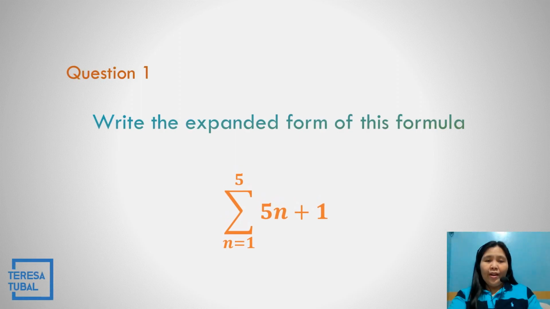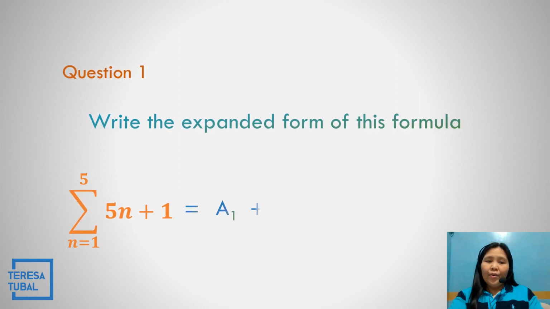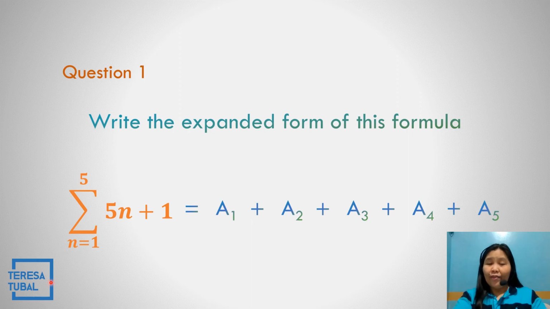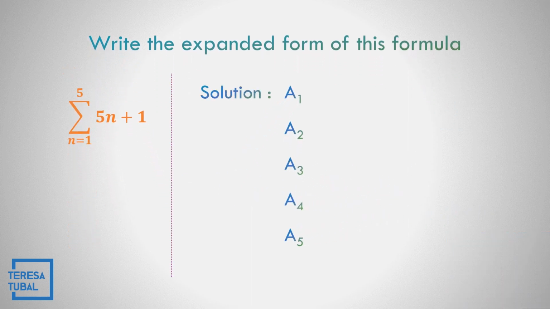Question number 1. Write the expanded form of this formula. Summation of 5n plus 1, going from n equals 1 to 5. So let us identify the first, second, third, fourth, and fifth term. Let us replace the value of n by 1 up to 5 in the equation 5n plus 1.